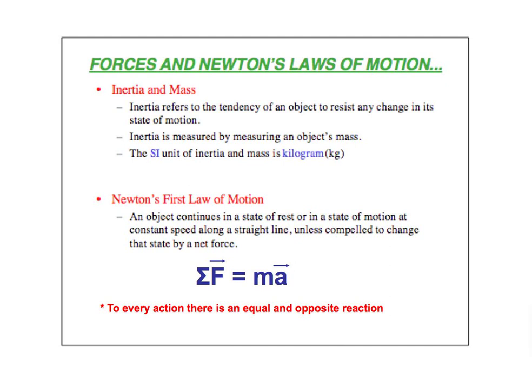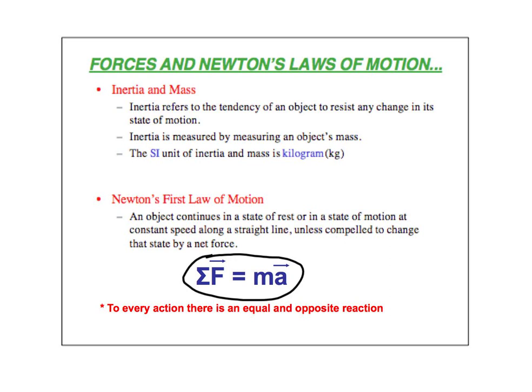Newton's first law basically states an object continues in a state of rest or in a state of motion at constant speed along a straight line unless compelled to change that state by a net force. Now, if there is a net force, Newton's second law states that the object will therefore accelerate, and the amount of acceleration is directly proportional to the force and inversely proportional to the mass. It's given by this formula here. Sum of the forces equals ma. And the third law is to every action there is an equal and opposite reaction.